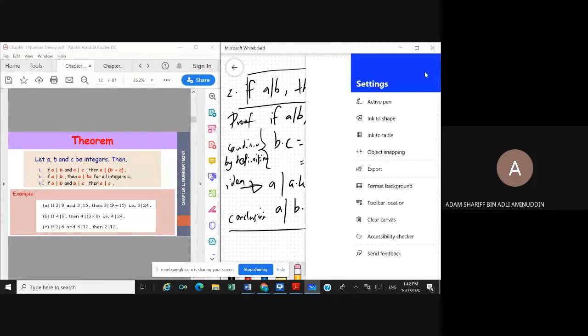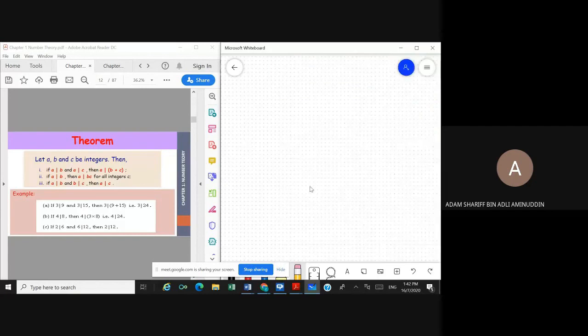I will proceed with the last theorem. If you have the idea, please try to prove this on your own first. But you'll get the idea right now, right? If A is a factor of B, and if B is a factor of C, the implication is that A is a factor of C. For some of you who already have this idea, please write down the first step that you need to do.